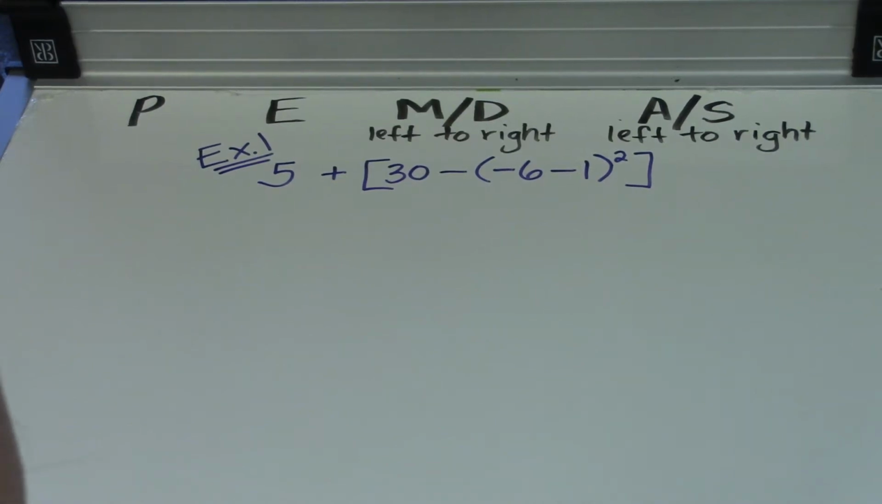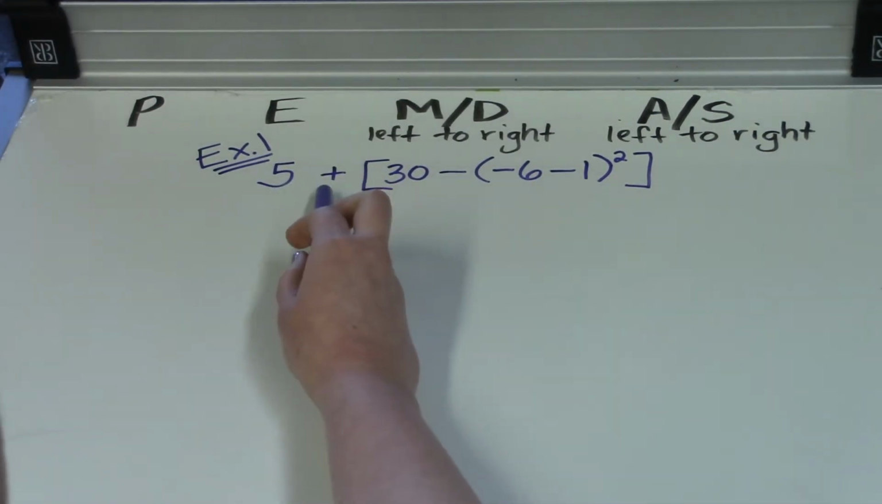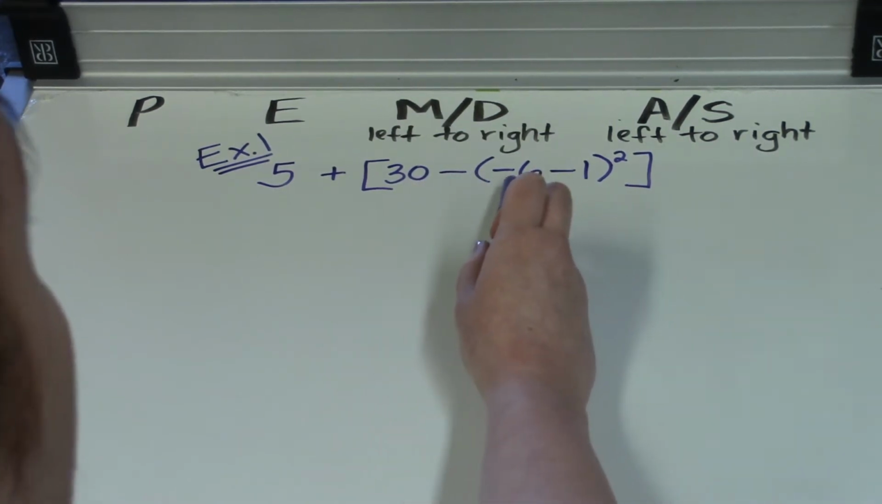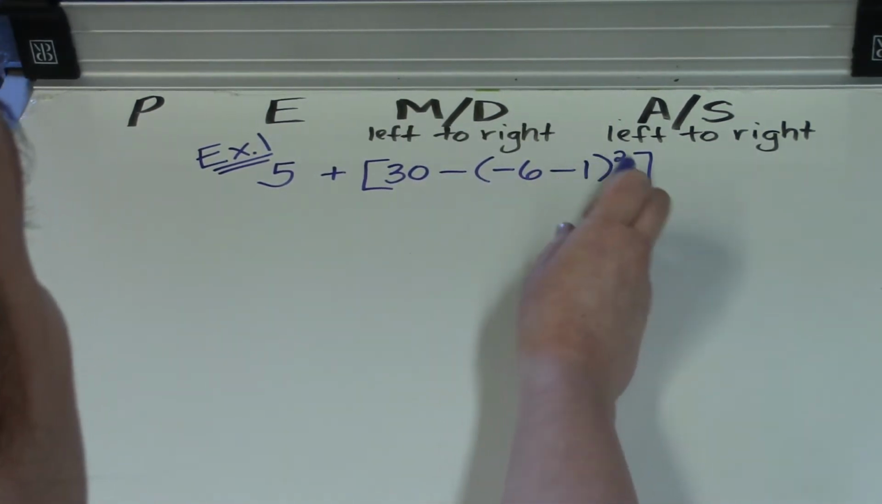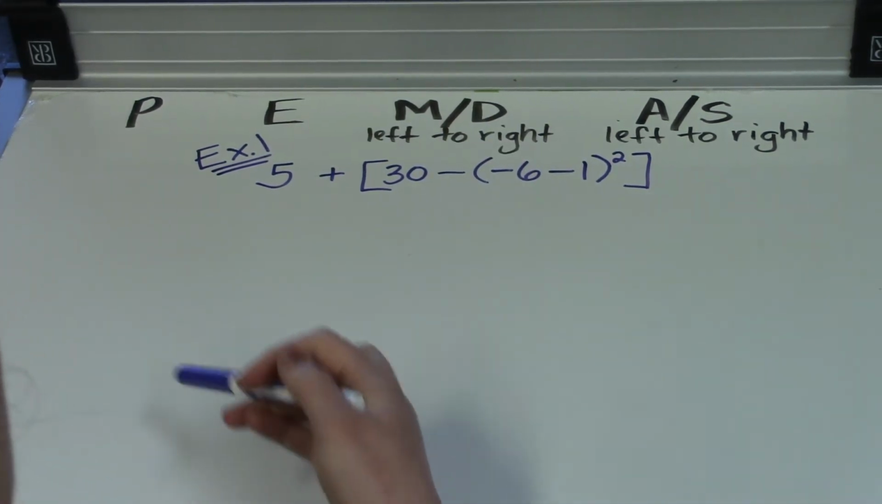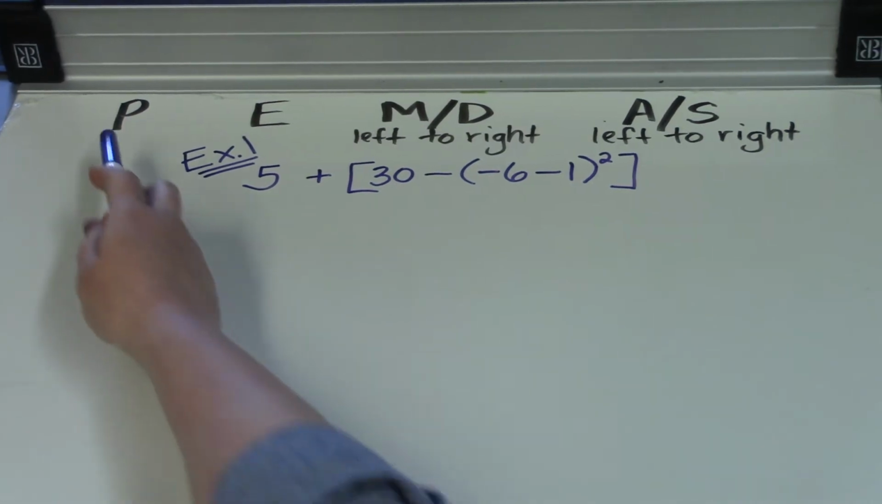Okay, so for this first example of order of operations, we're going to simplify the expression 5 plus the quantity of 30 minus the quantity of negative 6 minus 1 squared. Remember, for order of operations, you need to follow PEMDAS.